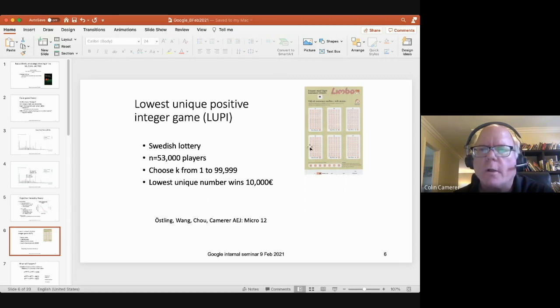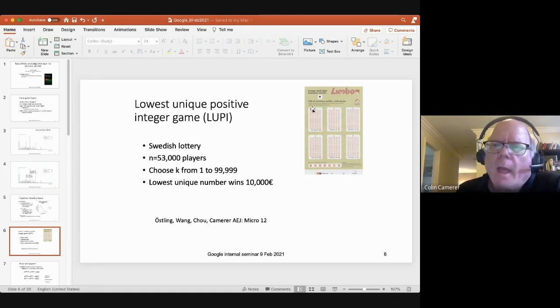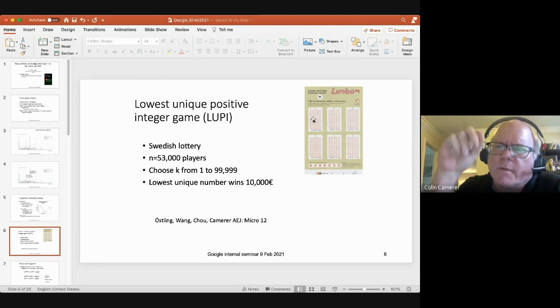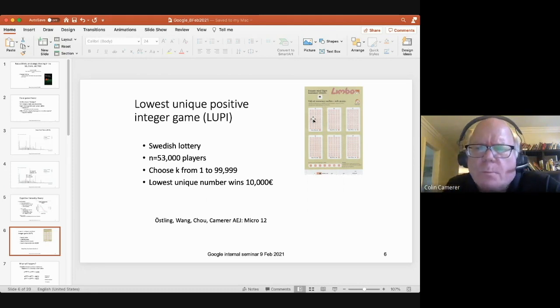This is a little card. So you could go into a store in Sweden, and this card, you have to fill out these numbers on these little boxes, and you can pick a number from 1 up to 99,999. And that limit is just the number of boxes that are on the card. And it has to be an integer. And in this example, you could pick 6 different numbers if you want to.